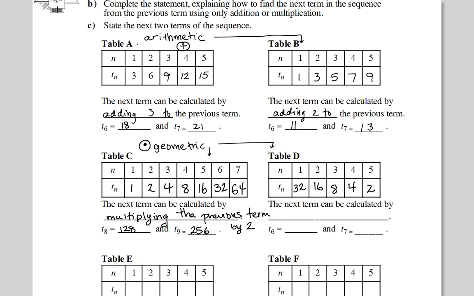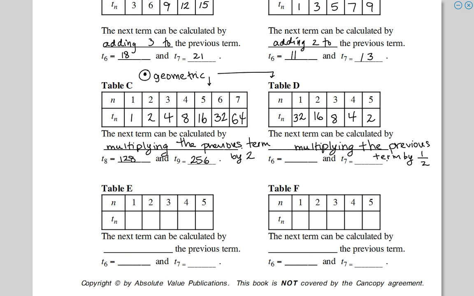Good. So the next term can be calculated by multiplying, not dividing, multiplying the previous term by 1/2. How's that feel? You guys okay? Not too bad off the beginning, hey? Not too bad. Okay, and we'll just do one more.